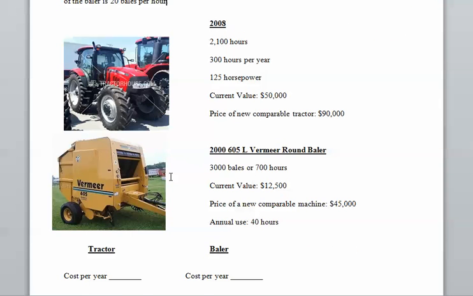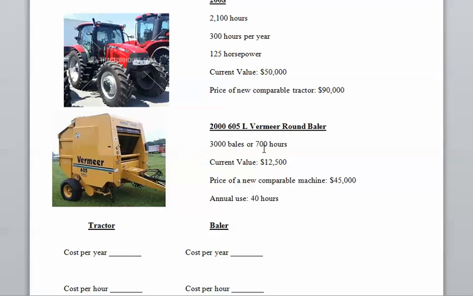The round baler that I chose for this assignment, you can use a variety, but anyway, I chose this baler as a 2000 baler, year 2000. It has 3,000 bales on it, or 700 hours. Current value is $12,500. The new comparable machine is $45,000, and the annual use is 40 hours.